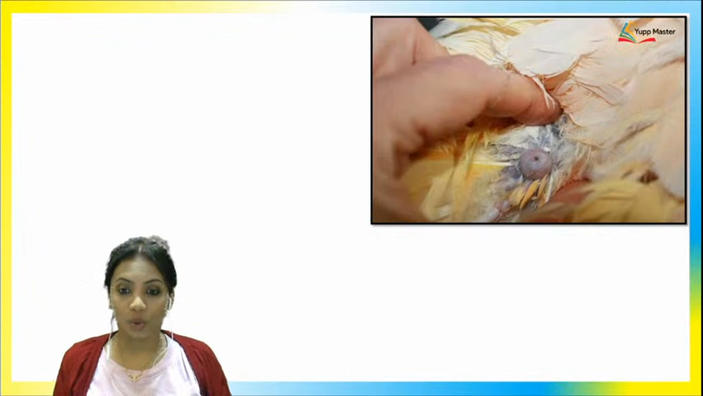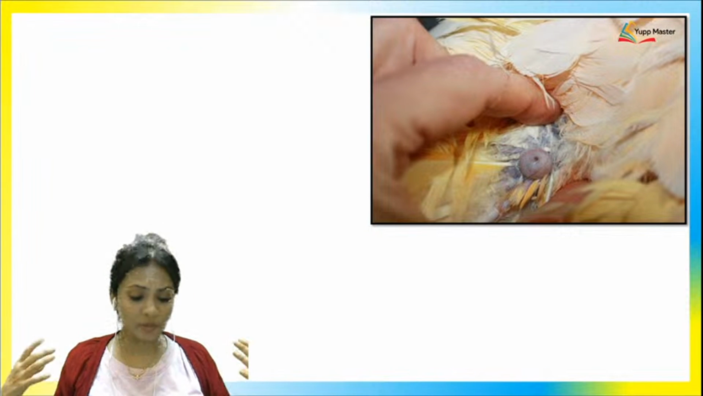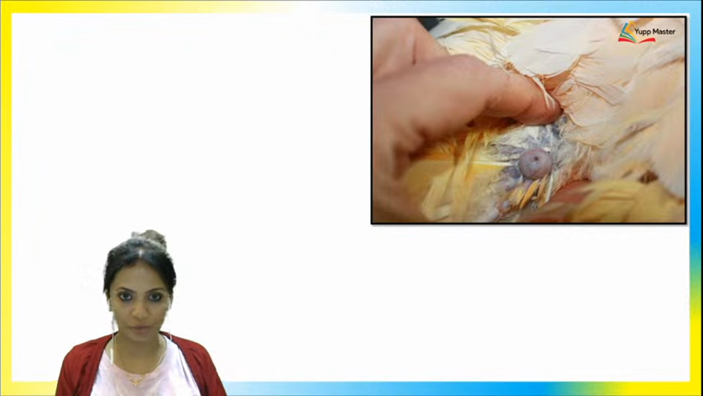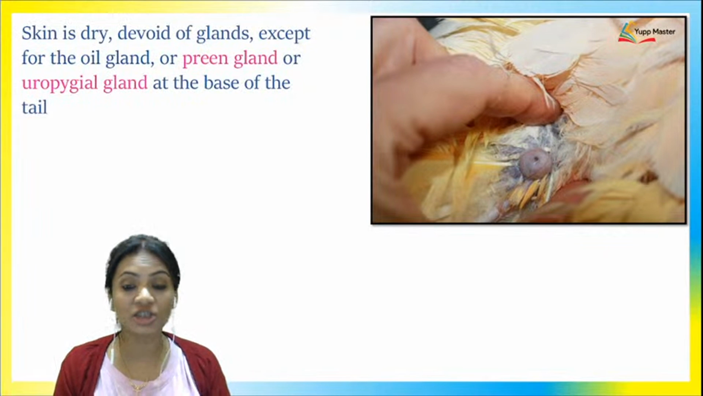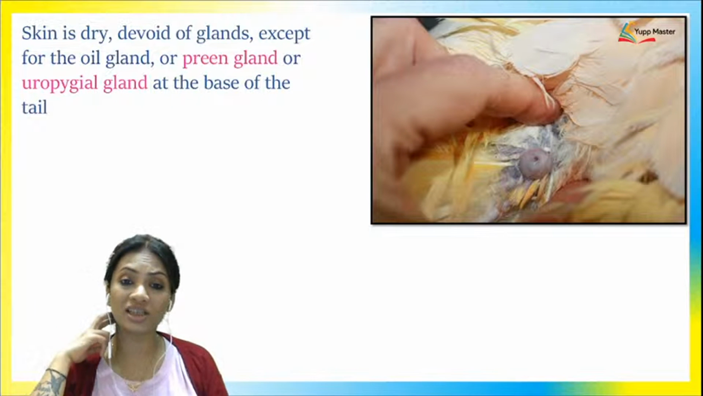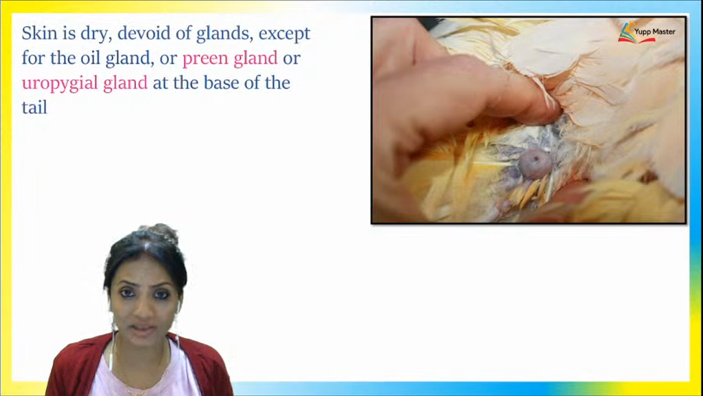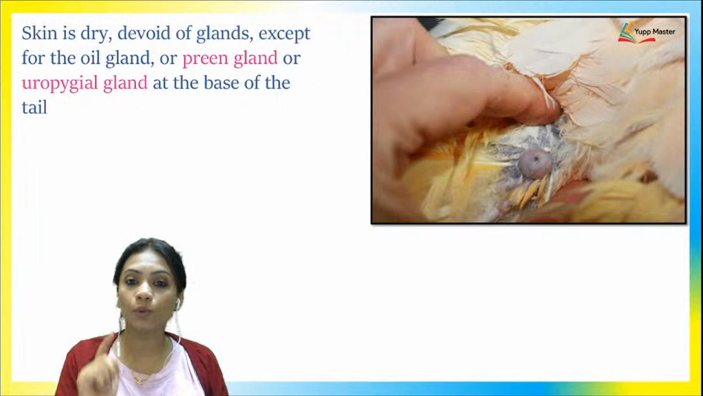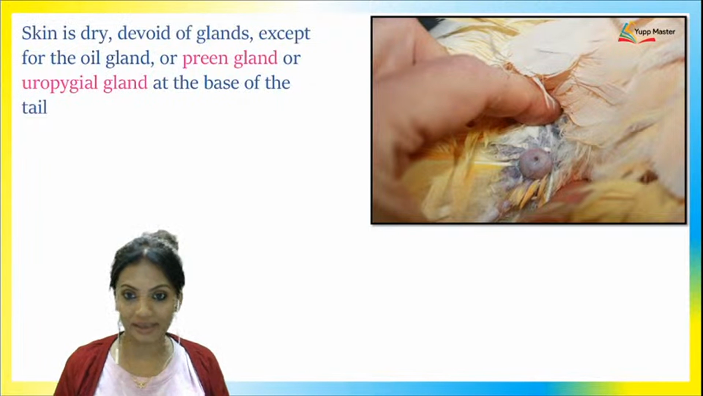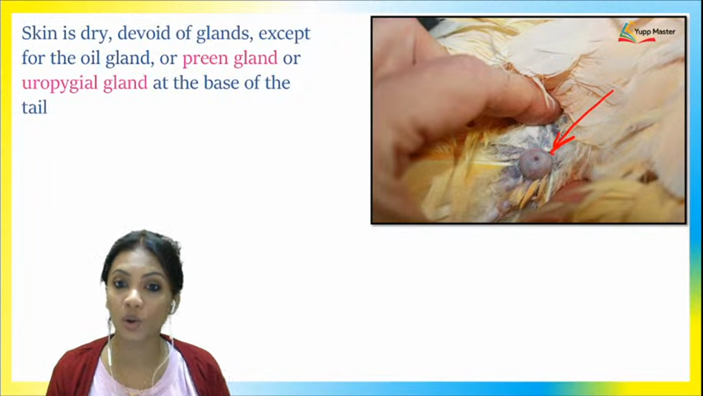So the next question is, when we talk about birds, we see that they have so many colorful feathers on top. But then we also see that they have skin which is dry. Their skin is dry and does not have any glands present either. So they are devoid of glands except for one gland. That one gland is called the oil gland. Can you see how it is located here? This is what I have shown here. This is the oil gland.